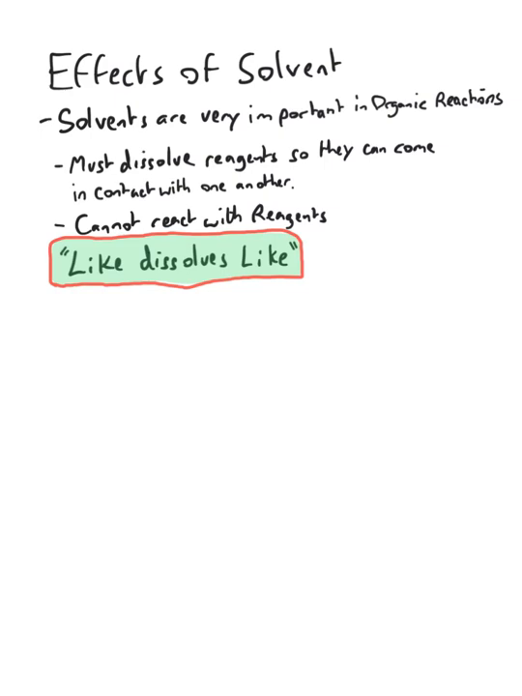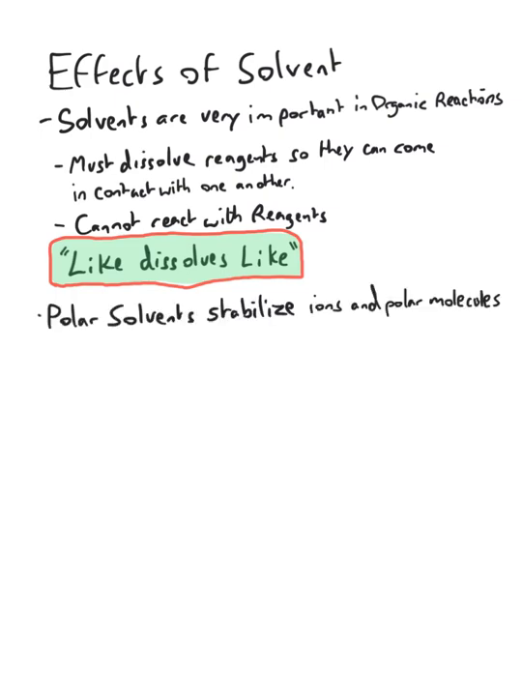So to select your solvent, you're probably going to need polar solvents, mostly because the functional groups you'll be dealing with tend to be polar. Non-polar functional groups being your typical alkane. But back to polar solvents. Polar solvents stabilize ions and polar molecules.